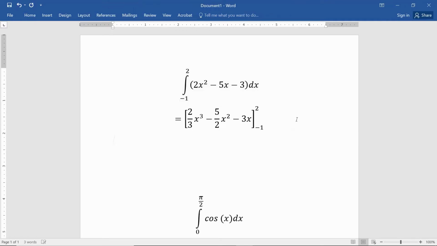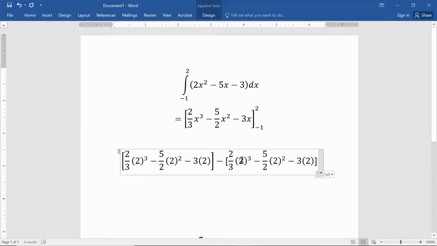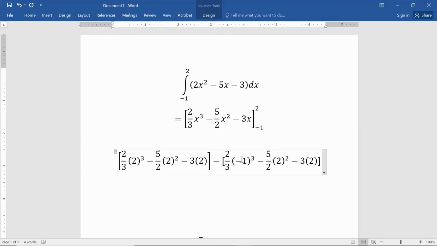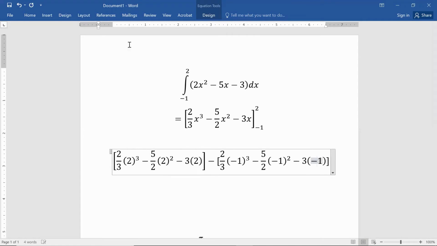That means I'm going to plug in 2 as my first value. I would get 2/3 multiplied times 2 to the third power minus 5/2 multiplied times 2 to the second power minus 3 multiplied times 2. That's just what I get when I plug in 2. When I plug in -1, I have to do the exact same thing. In fact, let me copy and paste and replace. I'm going to replace every 2 with a -1. So that's what I get.